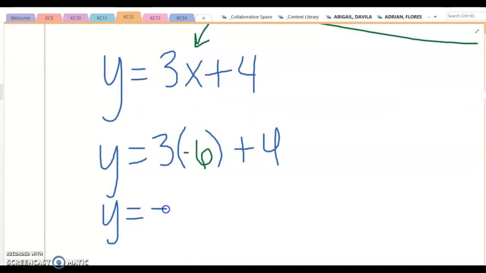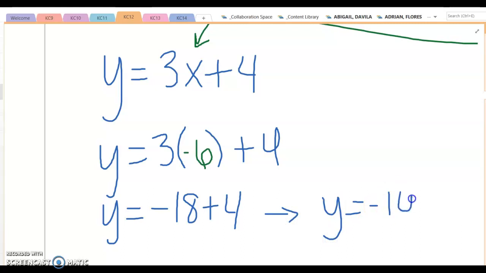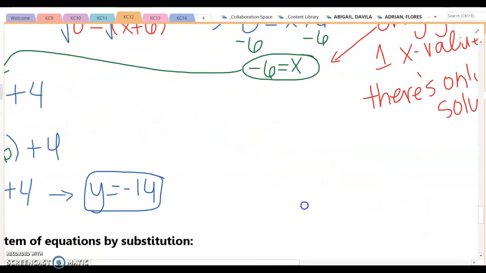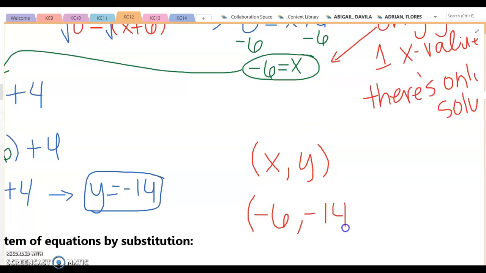3 times negative 6 is negative 18 plus 4. So that means y is negative 14. So the last thing you need to do is just write it as your ordered pair. So your ordered pairs are always x and then y. So we're writing negative 6 first and then negative 14.